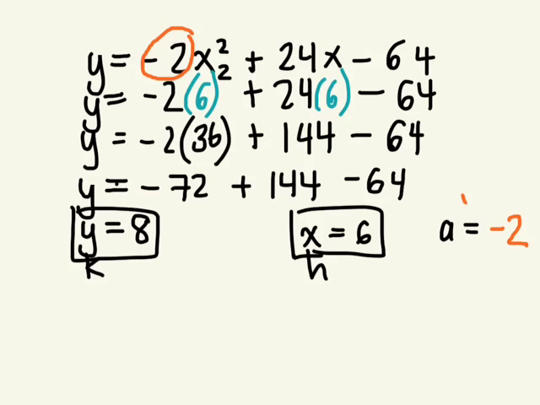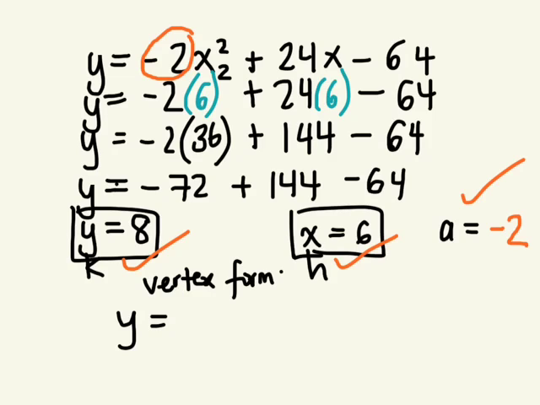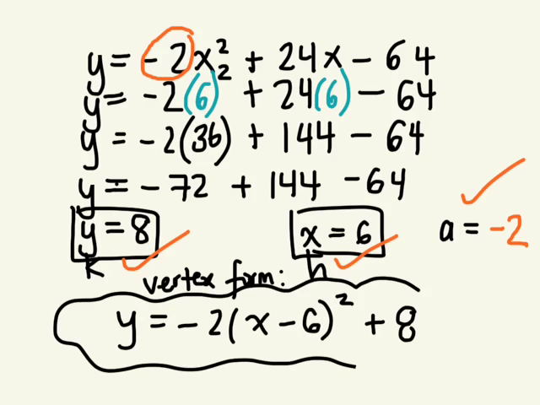So now that we have a, h, and k, the question was asking us to put this in vertex form. How would I write this in vertex form? y equals -2 (x minus 6) squared plus 8. Good, perfect. And that was what the question asked us to get.